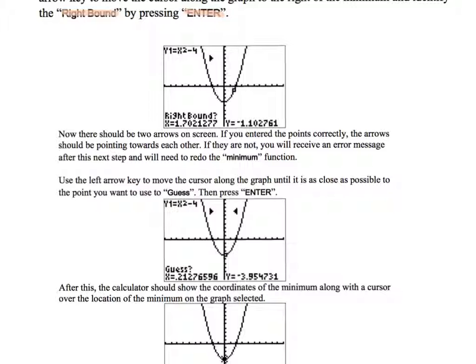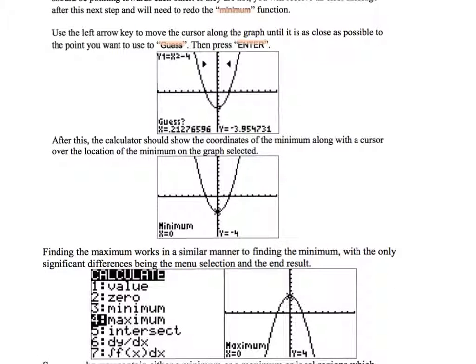Now there should be 2 arrows on screen. If you entered the points correctly, the arrows should be pointing towards each other. If they are not, you will receive an error message after this next step, and you will need to redo the minimum function. Use the left arrow key to move the cursor along the graph until it is as close as possible to the point that you want to guess, and then press enter. After this, the calculator should show the coordinates of the minimum along with the cursor over the location of the minimum of the graph.